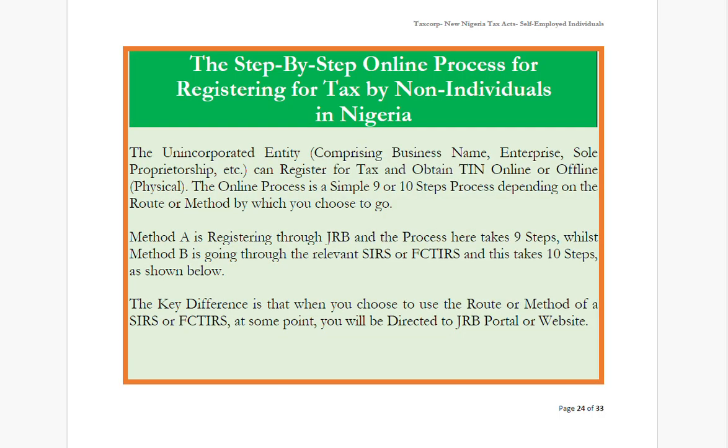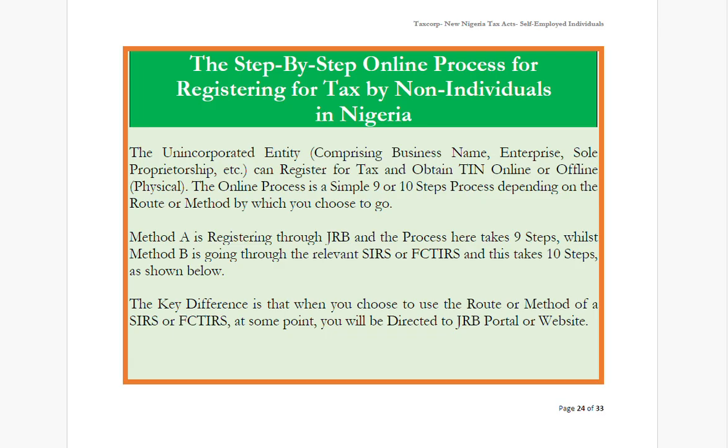The step-by-step online process for registering for tax by non-individuals in Nigeria. The unincorporated entity, which comprises business names, enterprise, sole proprietorship, etc., can register for tax and obtain TIN online or offline. That's physically. The online process is a simple 9 or 10-step process, depending on the route or method by which you choose to go. Method A is registering through the Joint Revenue Board, and the process here takes just 9 steps. Very simple steps. Whilst method B is going through the relevant State Internal Revenue Service or FCTIRS, and this takes 10 steps as shown below.